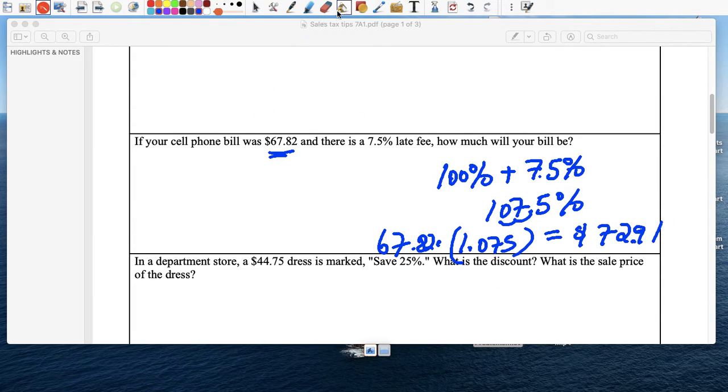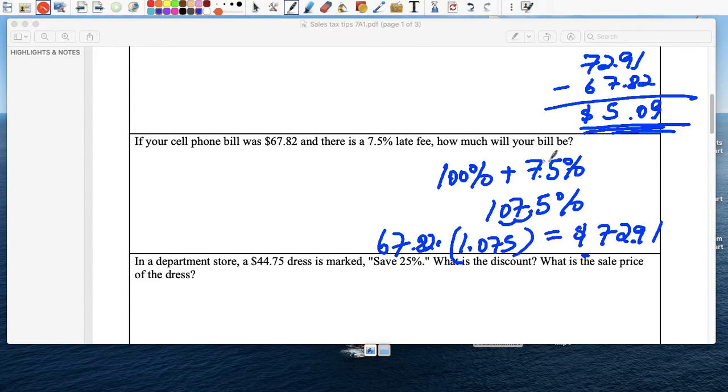Okay. If you wanted, and again, I'm just doing this, I don't know why, but if you wanted to know what your actual late fee is, all you have to do is take the $72.91 and subtract 67.82. 11 minus 2 is 9, 0. 12 minus 7 is 5. There you go. That's your late fee, $5.09. Here is your total bill with the fee minus your bill without the fee. It's $5.09. So here's your late fee. Okay? So you can do it that way too.